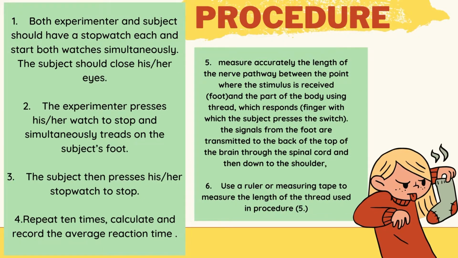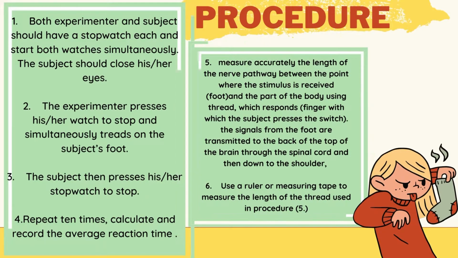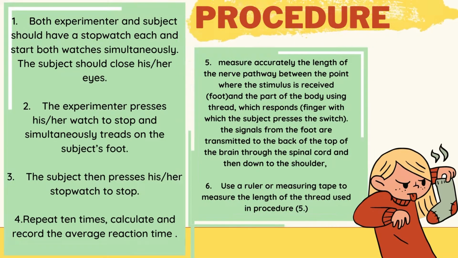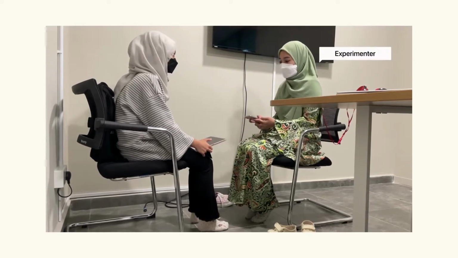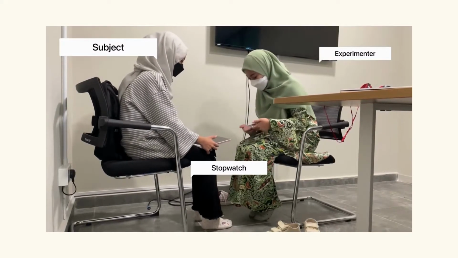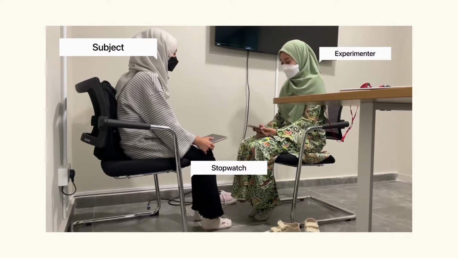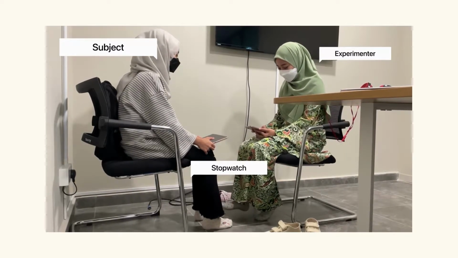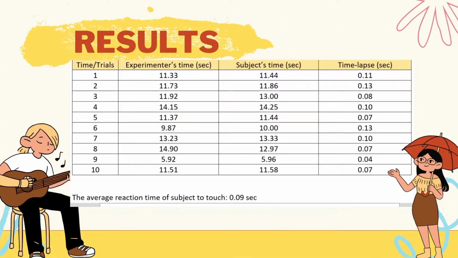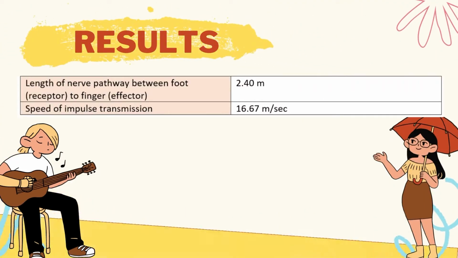Fifth, measure accurately the length of the nerve pathway between the point where the stimulus is received and the part of the body which should respond, using the thread. The signals from the foot are transmitted to the back of the top of the brain through the spinal cord and then down to the shoulder. And lastly, use a ruler or measuring tape to measure the length of the thread used in procedure 5.